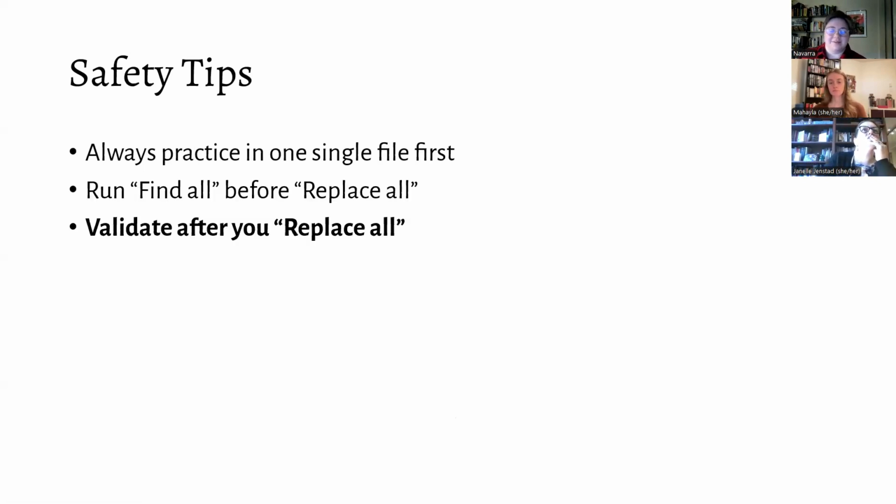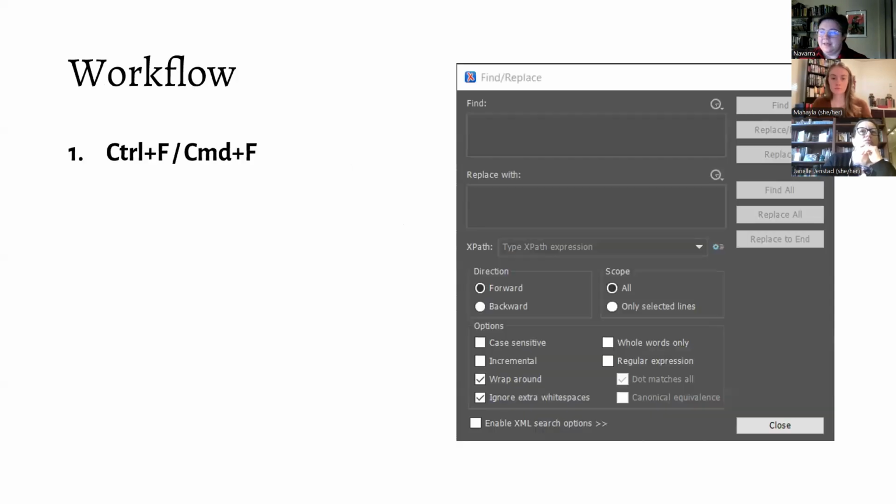And then of course, working in Oxygen, you're always going to want to validate your file after you do your work. So find all, replace all, and then validate. And very practically, what your steps are is go in, open up your find and replace window by typing in Control F on Windows or Command F on Mac, also Control F on Linux.